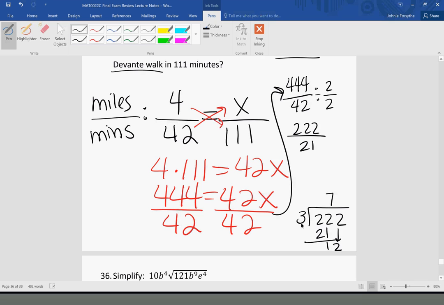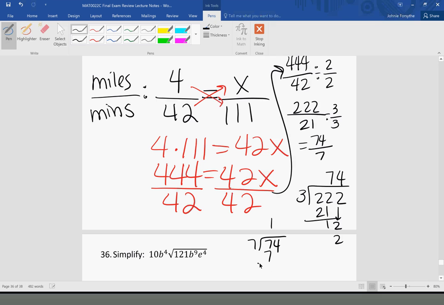Subtract and bring down the 2. Yeah, 3 goes into 12 4 times. 4 times 3 is 12. So 3 can go into 222, and 3 can go into 21. So that'll be 74 over 7. And I'm pretty sure that's as far as it can go. Let me see if 7 can go into 74. So 7 can go into 7 one time.